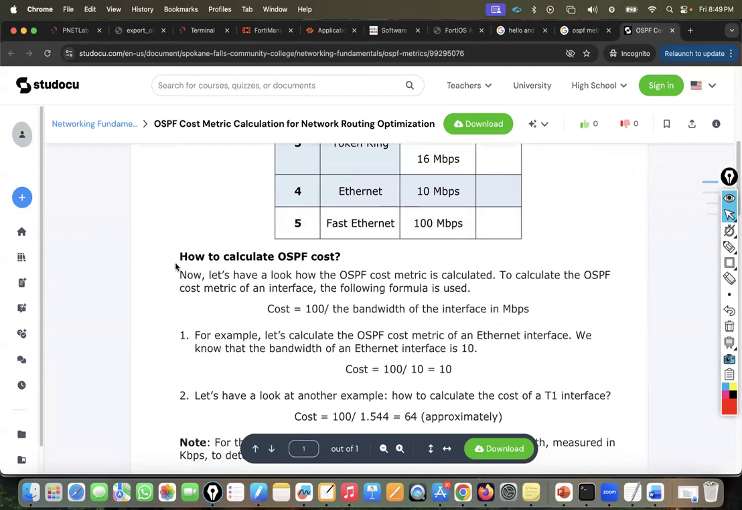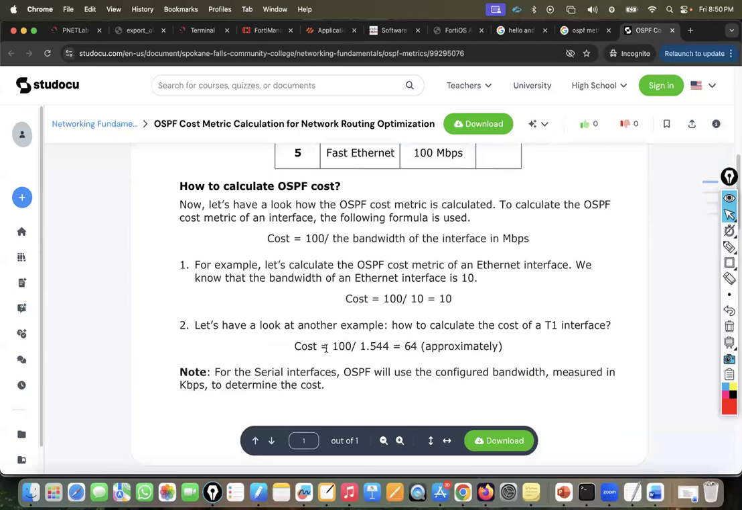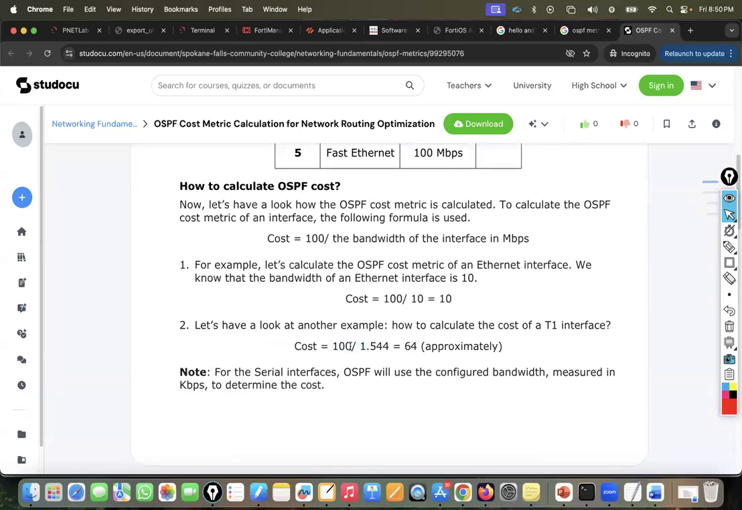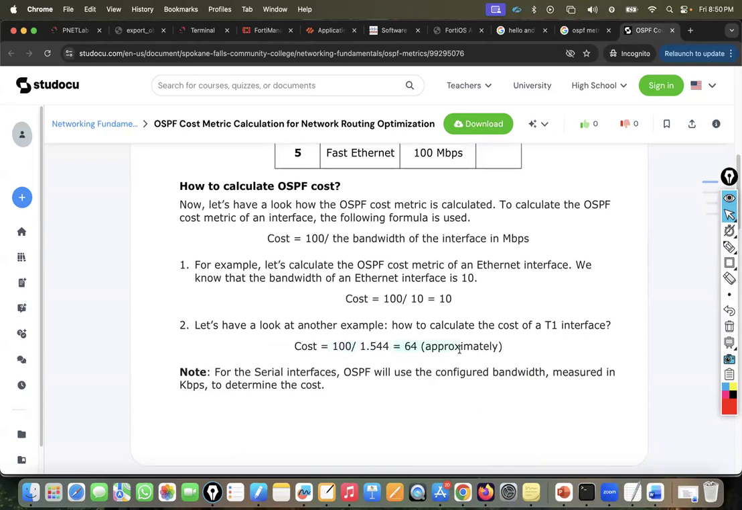So how to calculate the cost? 100 divided by the bandwidth. Let's suppose you are calculating the example for Ethernet. Ethernet has 10, so the cost is going to be 100 divided by 10, so it is going to be 10. But if it is a serial link, the default reference bandwidth of 100 is divided by 1.54. So this is your metric.